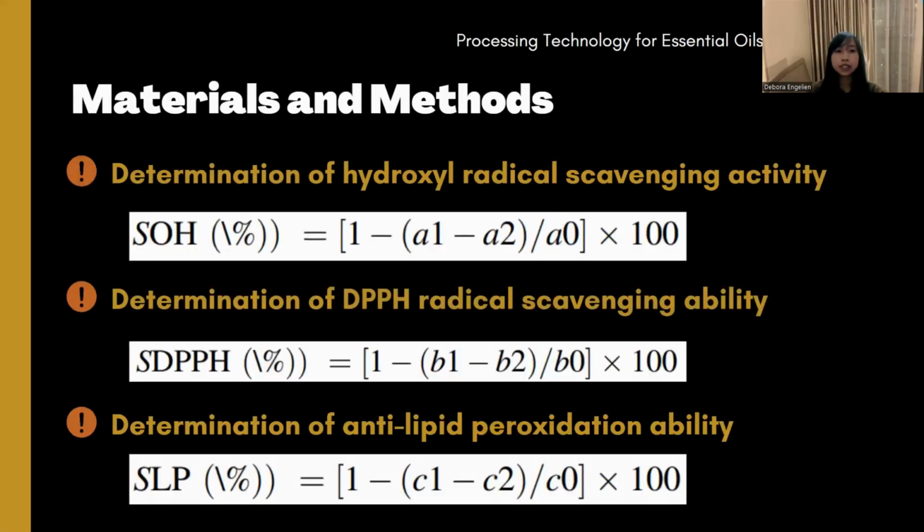And then there is a determination. There are 3 determinations for this part. The first one is determination of hydroxyl radical scavenging activity. This method was slightly modified from the previous method.